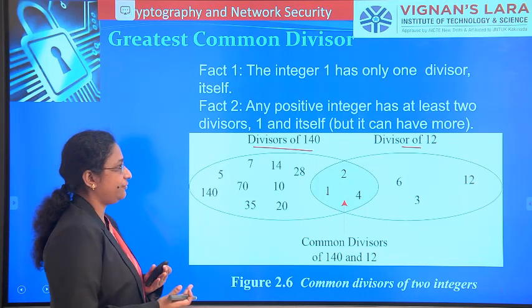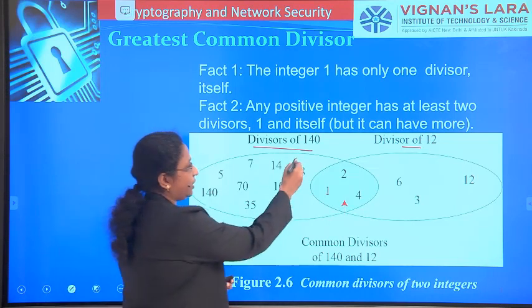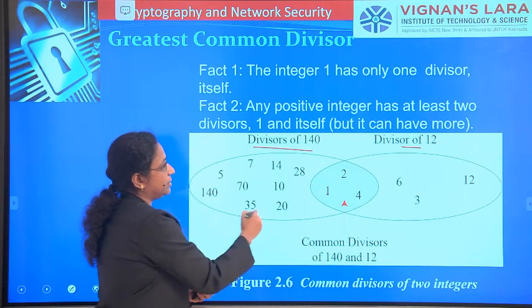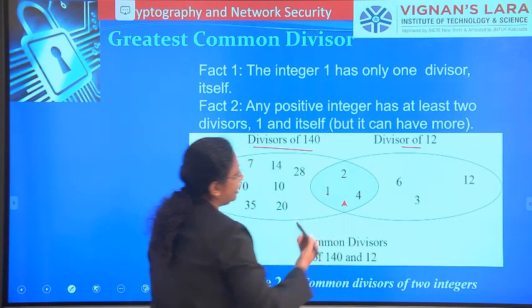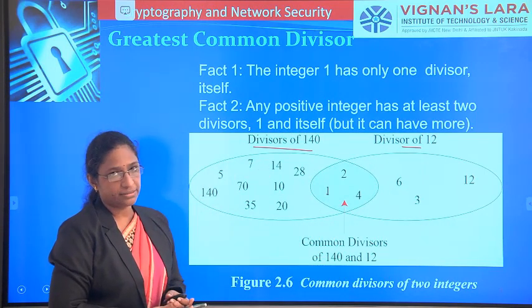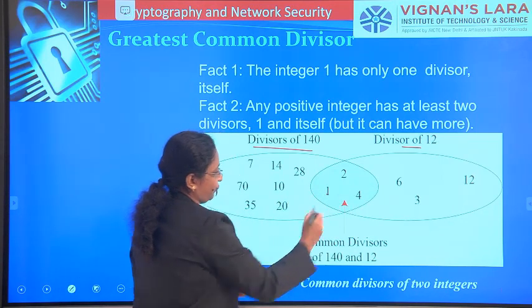For example, if we take two numbers 140 and 12. The divisors of 140 are 5, 7, all these are the divisors of 140. And coming to the divisors of 12, all these are the divisors of 12. Now we have to take the common divisors. Here the common divisors are 1, 2, 4.